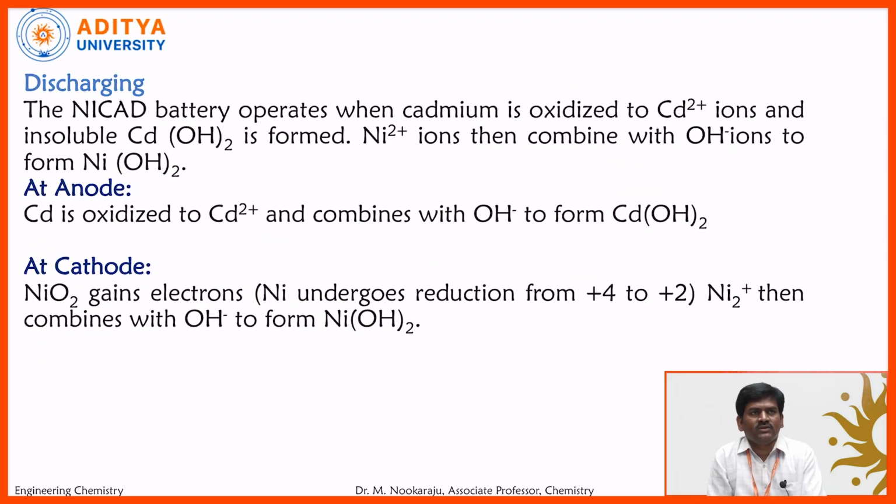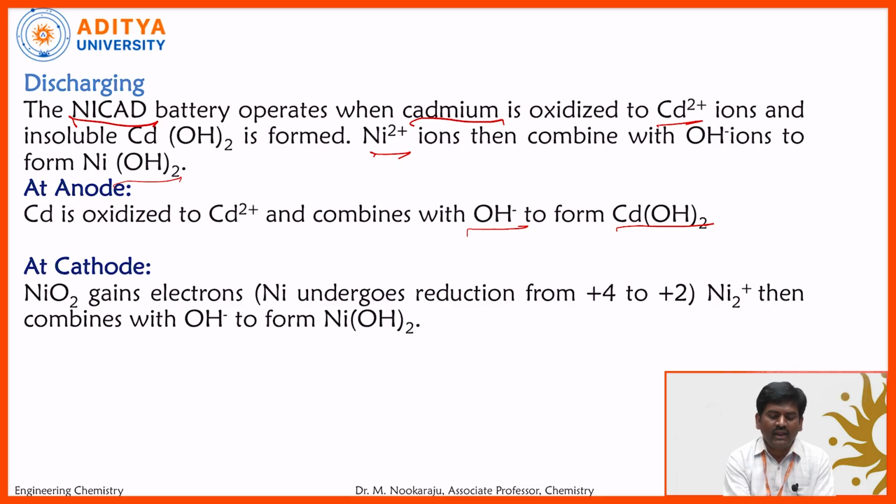How does it work? We have two cycles, one is discharging and the other is charging. During discharging, the stored chemical energy is converted to electrical energy in the form of a galvanic cell. The NiCad battery operates when cadmium is oxidized to cadmium 2+ ions, and these cadmium 2+ ions react with the OH- ions of the electrolyte to form cadmium hydroxide. It is the anodic reaction, which is an oxidation. Then Ni 2+ ions combine with the OH- ions to give Ni(OH)2, which is the reduction reaction.